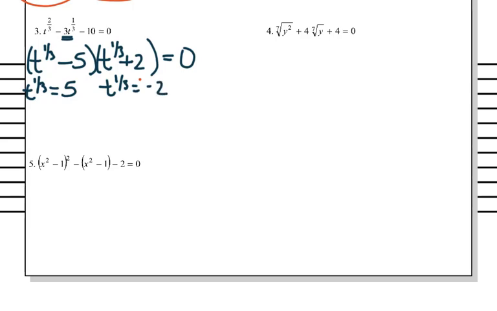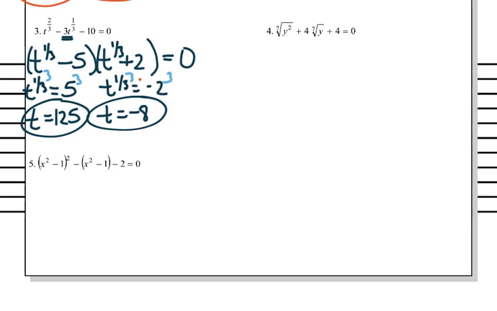What is the 1/3? You might not know that the 1/3 power is the cube root. Do you know that? That's the cube root, and you could cube both sides. Cube both sides. So here our final answer is going to be t is 125, or t is negative 8.